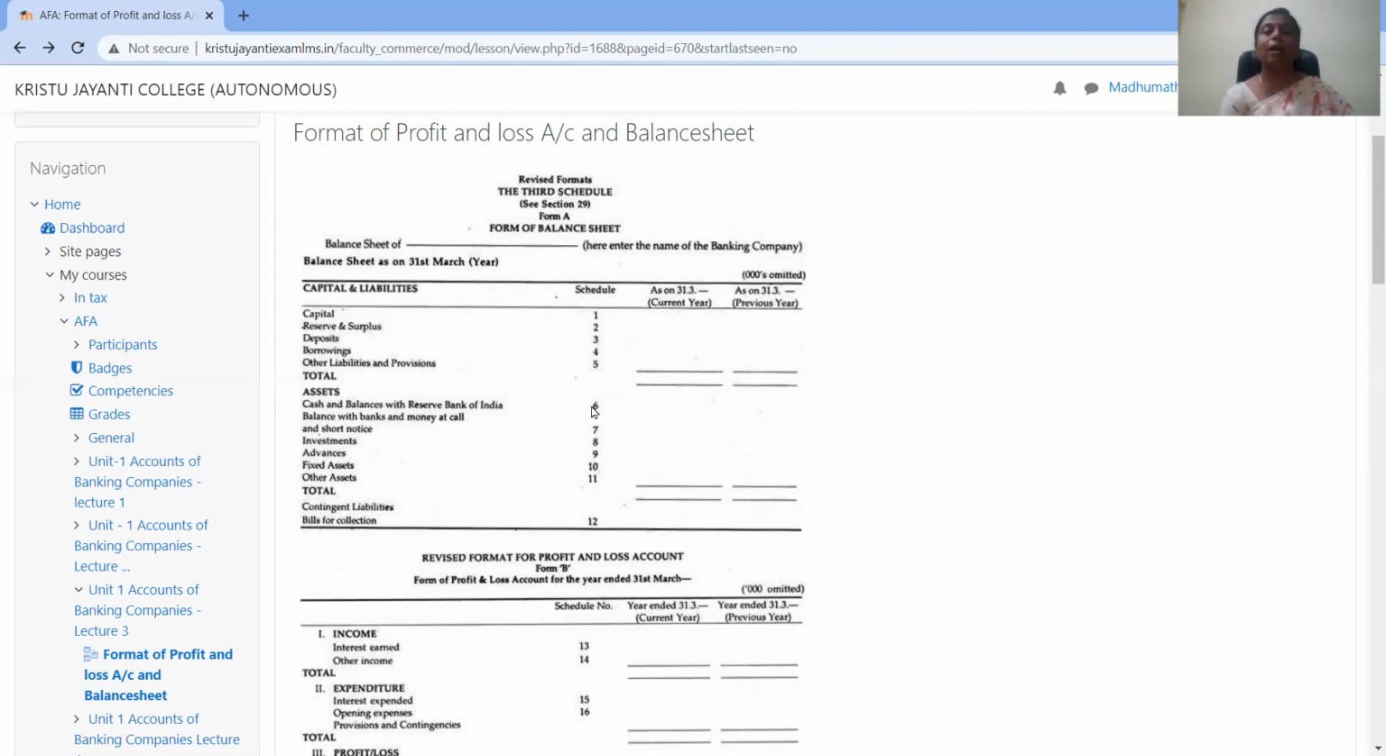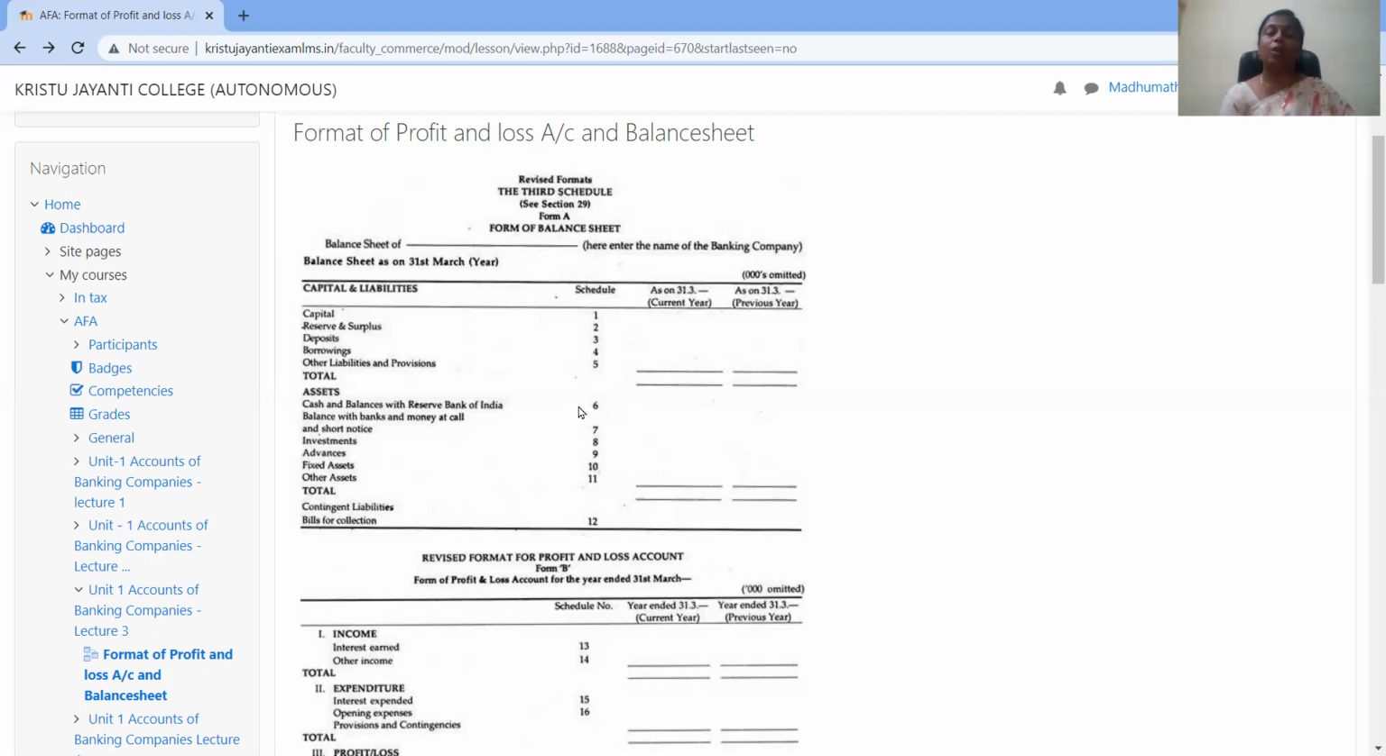Then next is our assets. So under assets, the first one we have is cash and balances with the Reserve Bank of India. The cash balances you have in your bank for your transactions, and the reserves you have kept with your RBI, will get reflected in schedule number 6 as your asset.